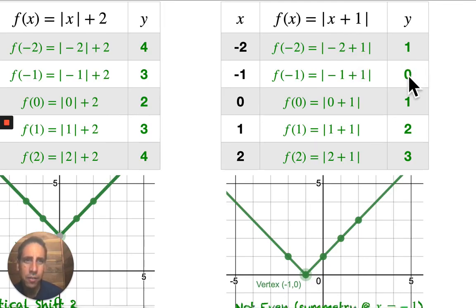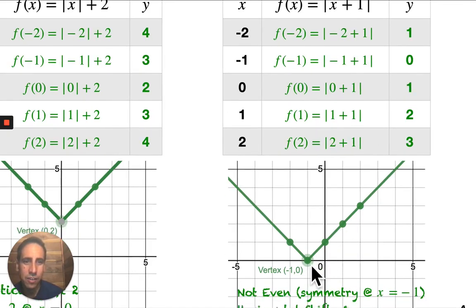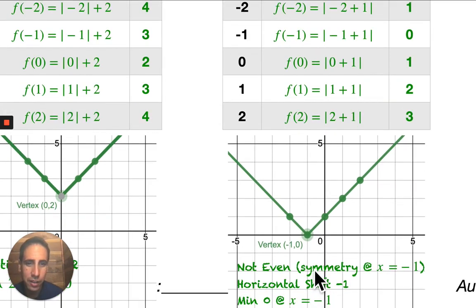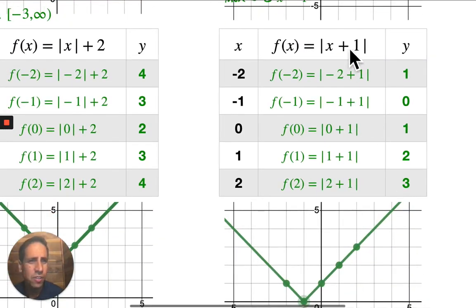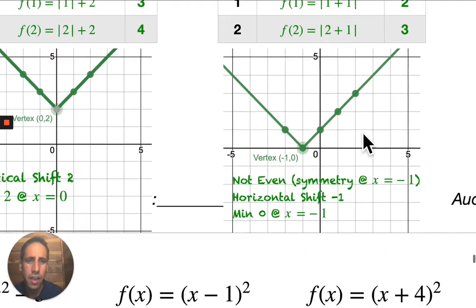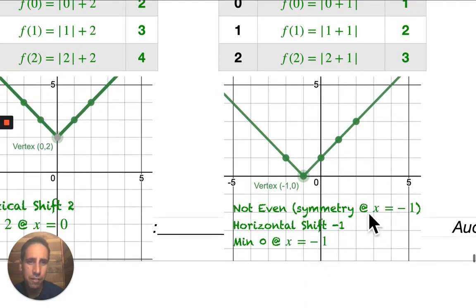It looks like the 0 value has been shifted to the left. You can see it on the graph. It's over here. The vertex is now -1, 0. It's no longer even because it doesn't have y-axis symmetry. Although the symmetry is present, it's just shifted. It's over along the line x equals -1. Well, let's call this a horizontal shift of -1 because, wow, that's really strange because I see a +1 here, and it turns out that the properties have like -1. So that's a horizontal shift of -1. It has a minimum y value of 0 at x equals -1 right here.